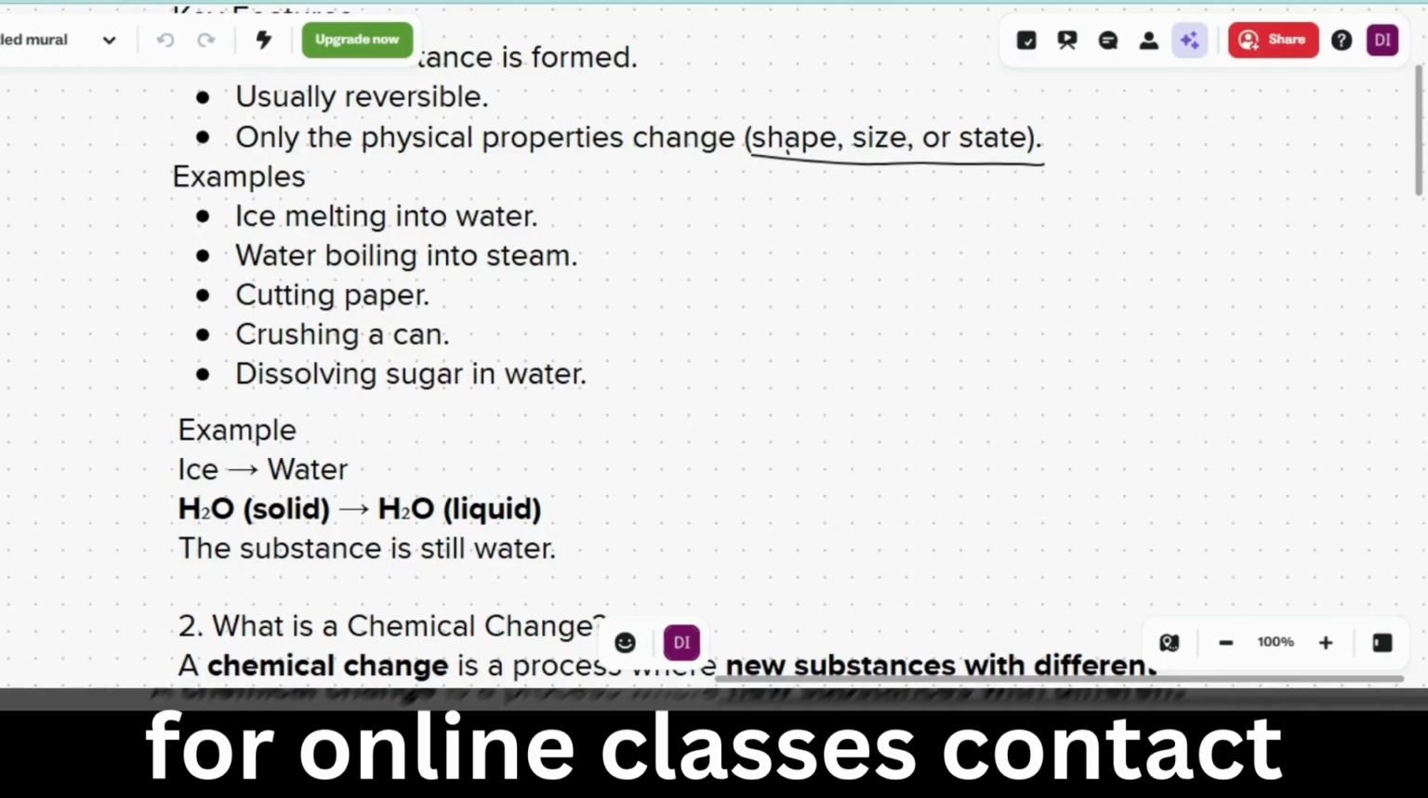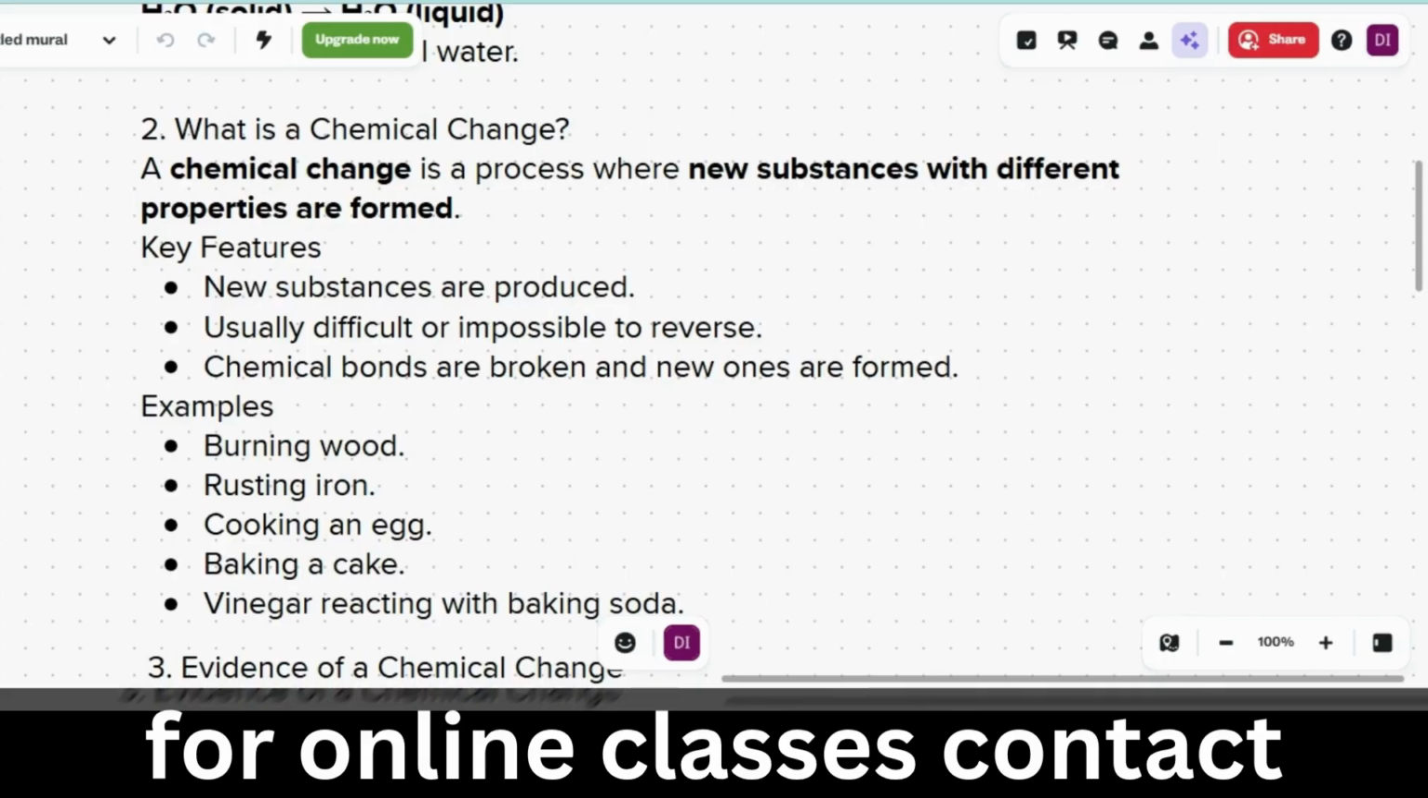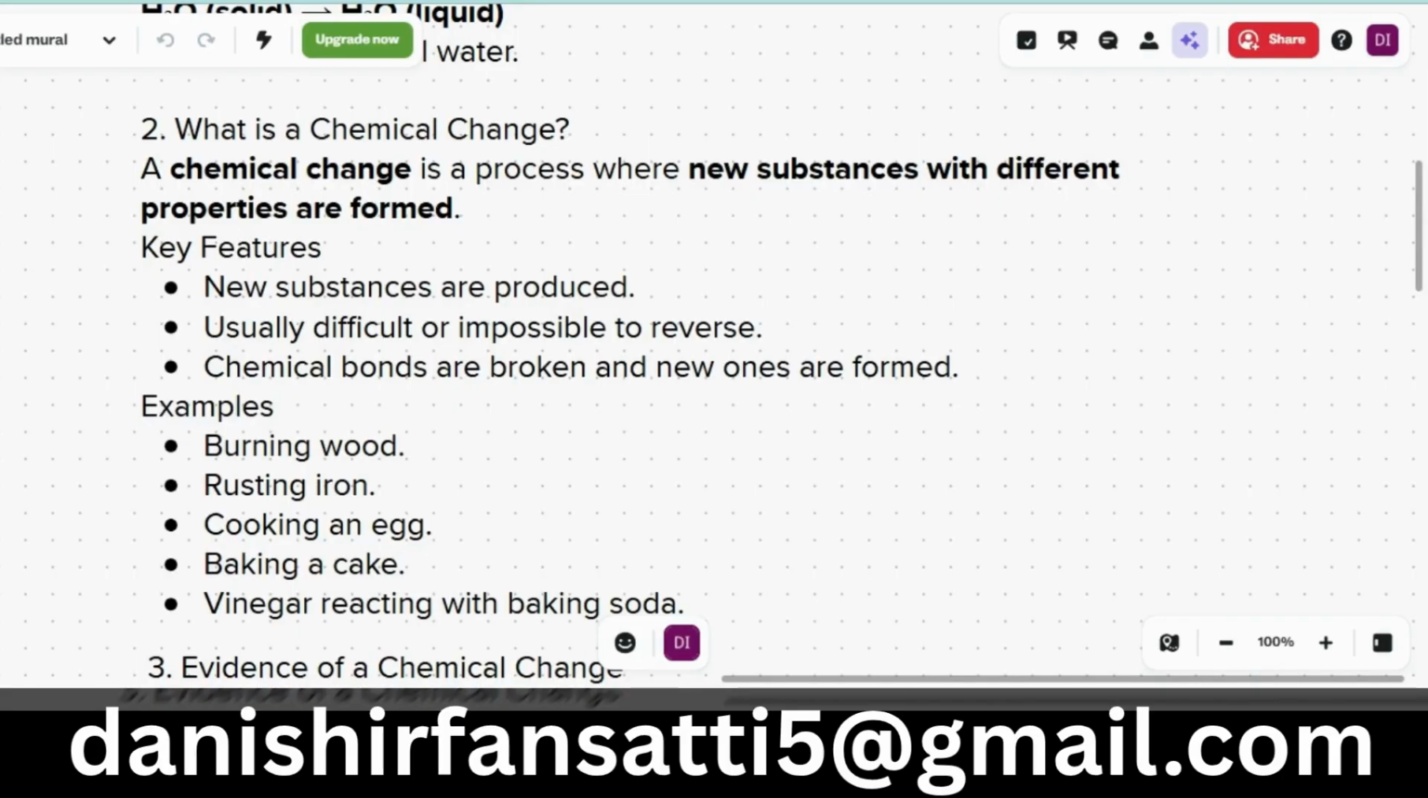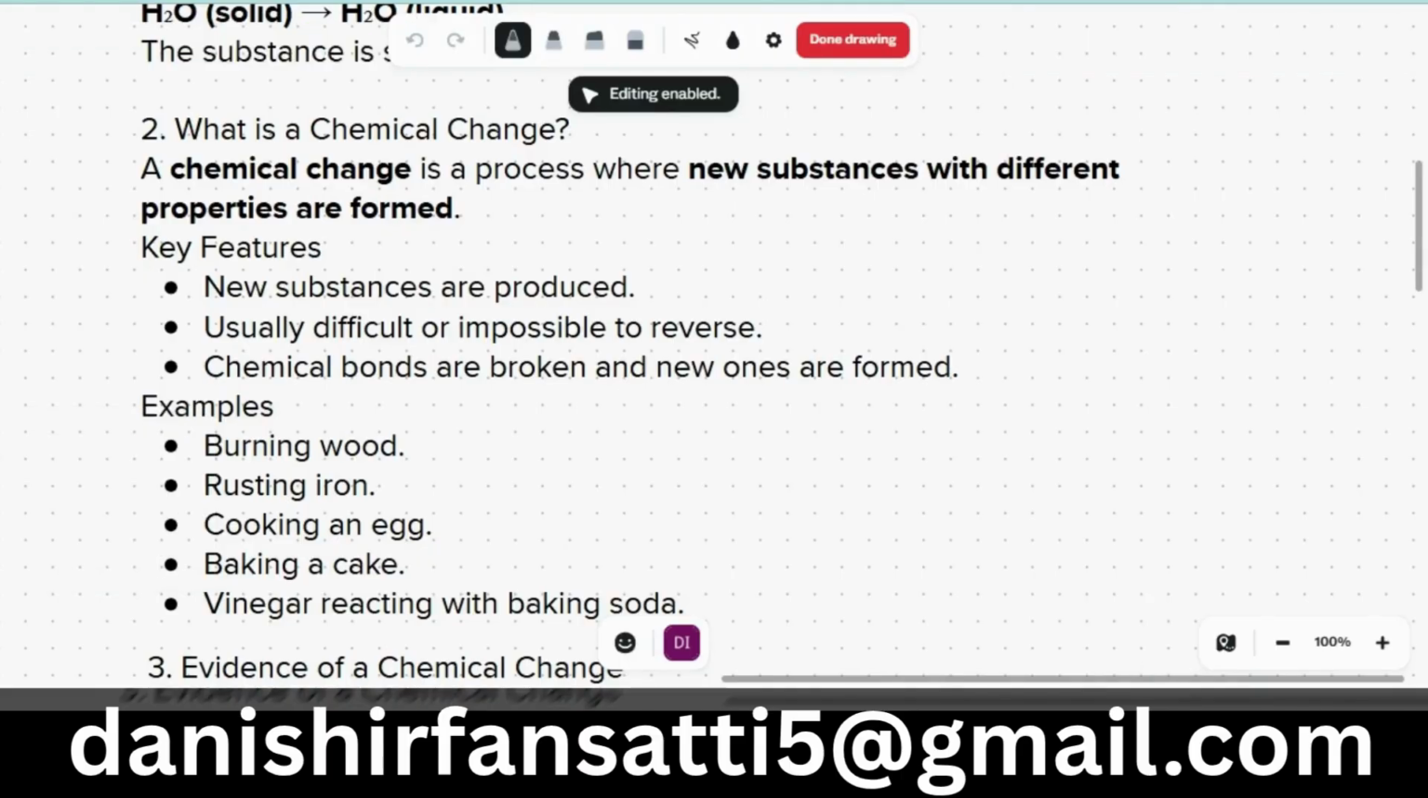Okay. Whereas chemical change is a process where a new substance with different properties is formed. Okay. Key features of chemical changes is that new substances are produced. Okay. It is usually difficult or impossible to reverse. Chemical bonds are broken and new bonds are formed. That is the most important thing, that here the chemical bonds are broken, okay, and new ones are formed.